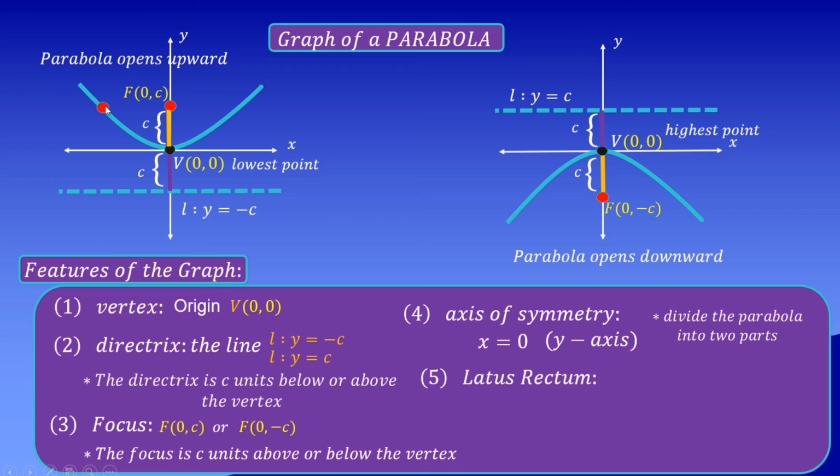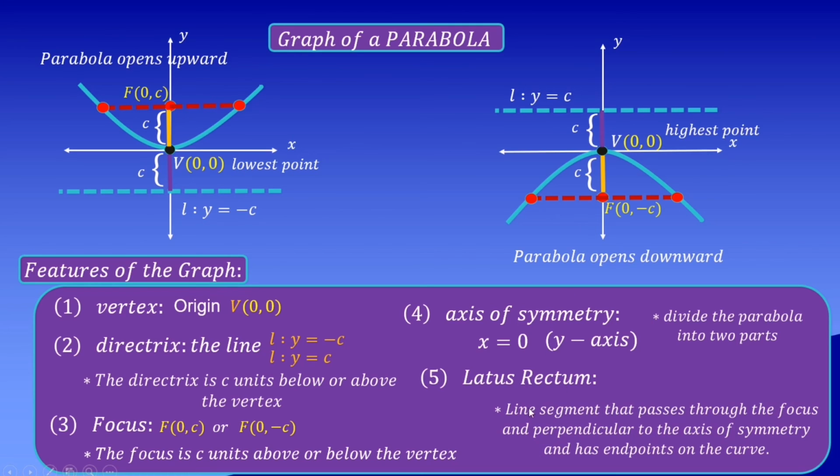And for the latus rectum, so let's consider the parabola opens upward. Meron tayong 2 points on the parabola. It crosses the focus and perpendicular to the axis of symmetry. Same way, the parabola opens downward. So, meron tayong dalawang endpoints and also crosses the focus and perpendicular to the axis of symmetry. Ang sukat ng ating latus rectum related to the focal distance, so the length is c multiplied by 4, 4c. Yan ang sukat ng ating latus rectum.